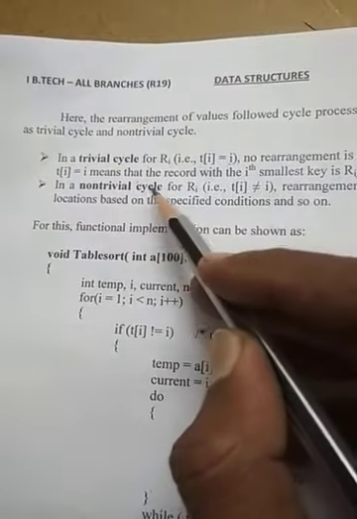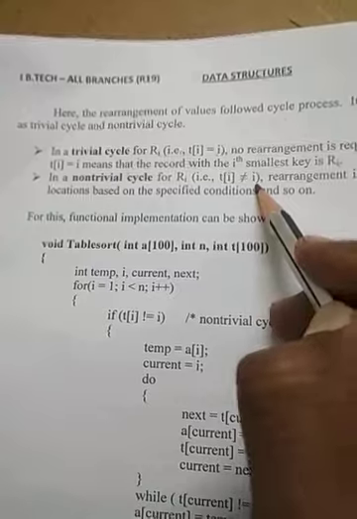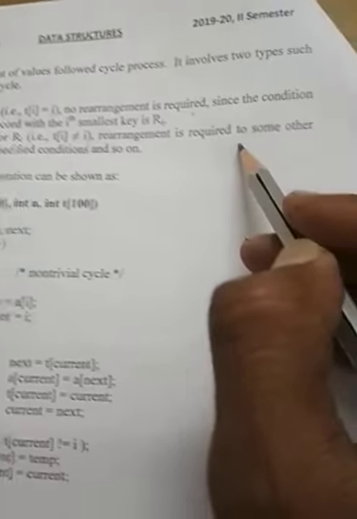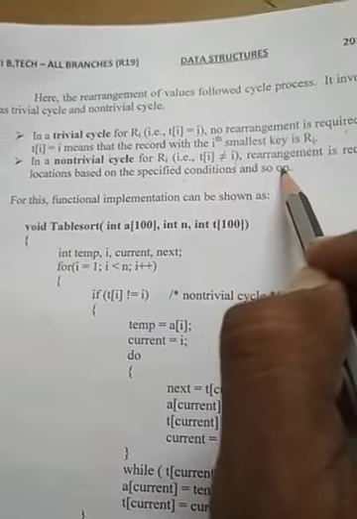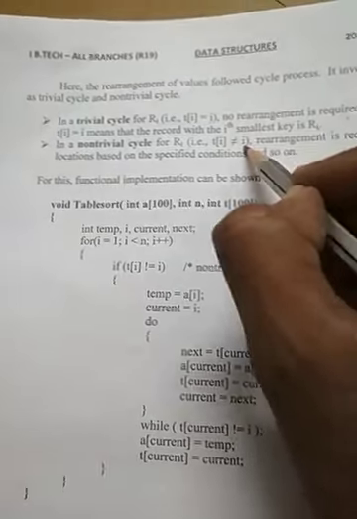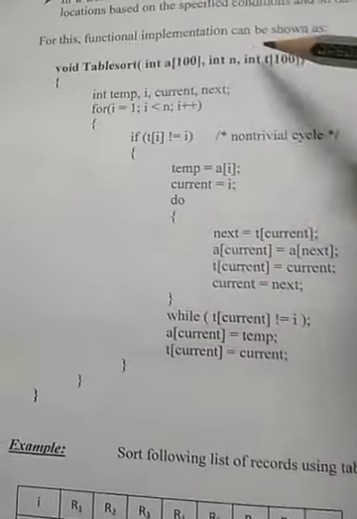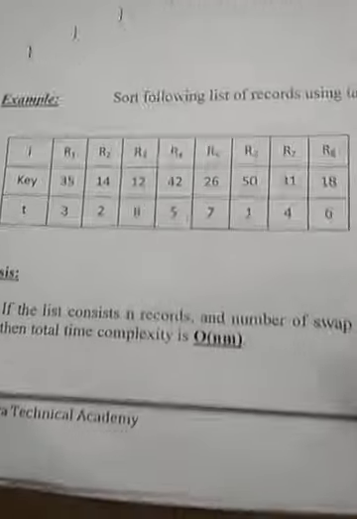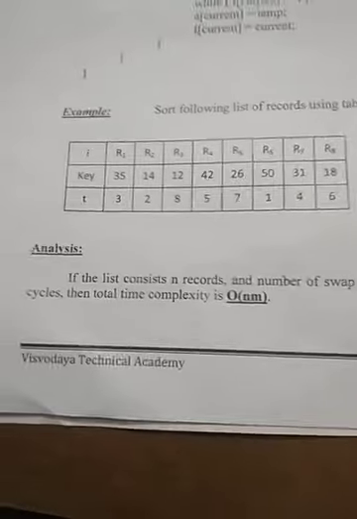In a non-trivial cycle for Ri, that is T of i not equal to i, rearrangement is required to some other locations based on the specified conditions and so on. That means the value is not at its proper location. So we require some internal movement procedure. For that, there is a small logic defined for table sort, and this is an example. It is left for you to do the corresponding sorting process.